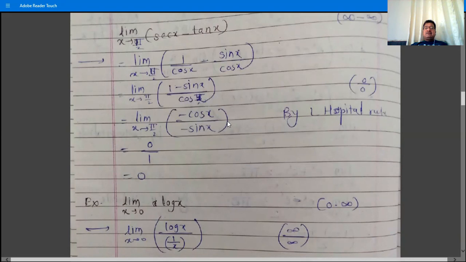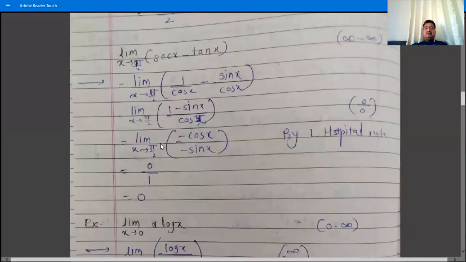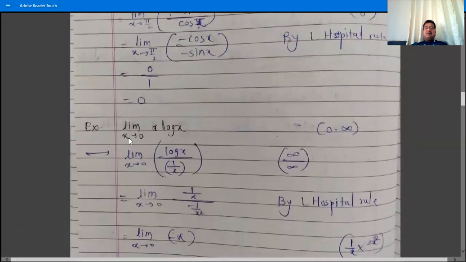So next, the minus 1 will become plus. Cos pi by 2, where x is pi by 2, is 0, and sin pi by 2 is 1, and 0 by 1 is 0. So the answer of this problem is what? 0. Next problem, limit x tends to 0, x into log x.